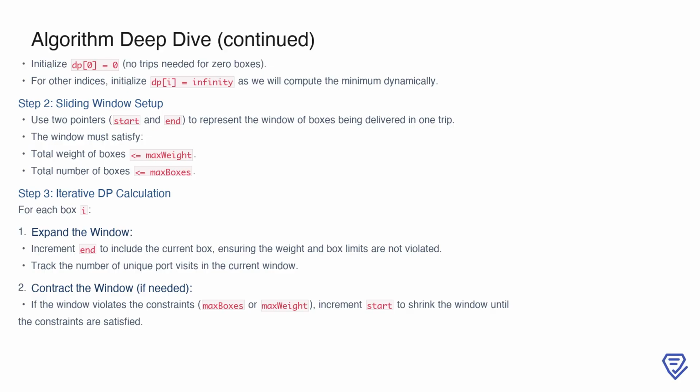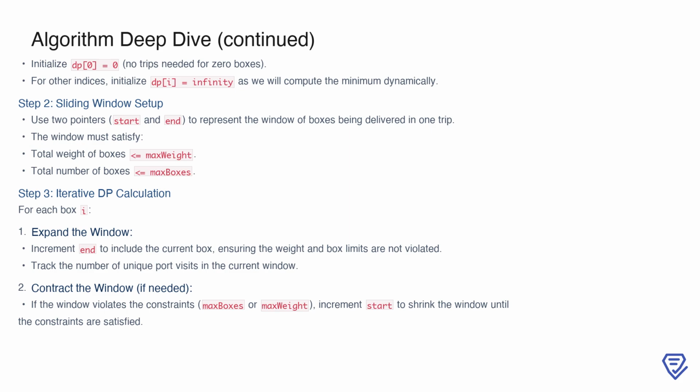For all other indices, we initialize DP[i] equals infinity, which will later be updated dynamically as we compute the minimum cost for delivering the first i boxes. Next, we set up the sliding window using two pointers, start and end, to represent the range of boxes being considered for delivery on a single trip. The sliding window must satisfy two key constraints: the total weight of the boxes in the window must not exceed max weight, and the total number of boxes must not exceed max boxes. As we iterate through the boxes, we expand the window by incrementing the end pointer to include more boxes, ensuring that these constraints are maintained. Simultaneously, we track the number of unique port visits in the current window, which is critical for calculating the cost of the trip.